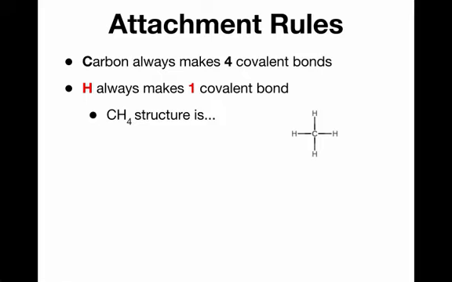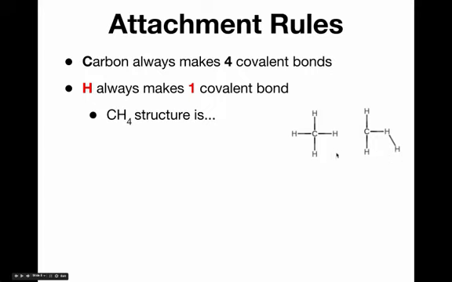So just to show you an example of a wrong way to draw the attachments, the CH4 molecule cannot be like this. It cannot have these types of attachments. If you look, there are 2 rules being broken. This carbon atom over here is only making 3 covalent bonds, 1, 2, 3. And this hydrogen over here is making 2 covalent bonds, and it's only supposed to be making 1. This hydrogen is making 1, 2 covalent bonds. So just by following these 2 rules, carbon always makes 4 covalent bonds, hydrogen always makes 1, you know that this cannot possibly be the case.